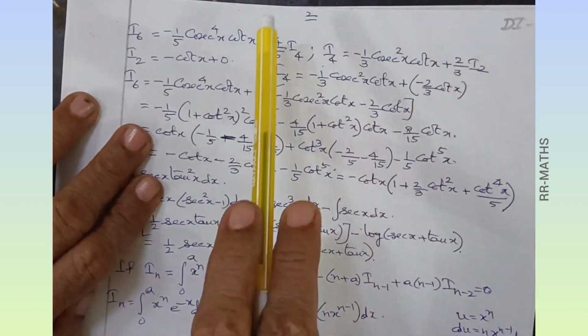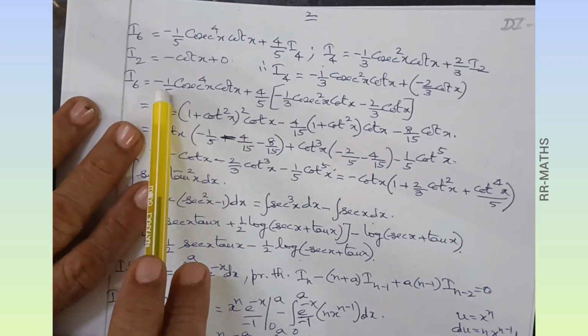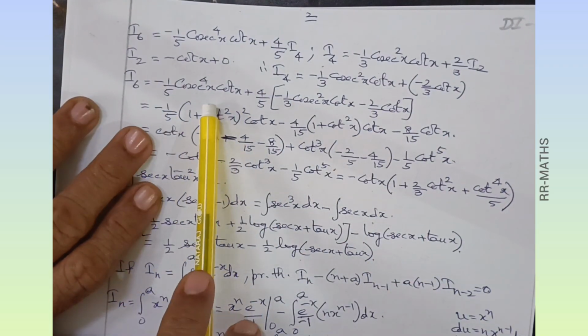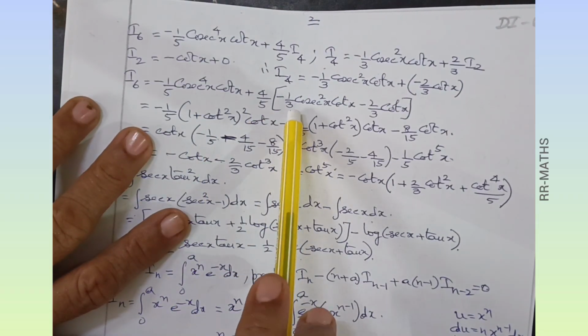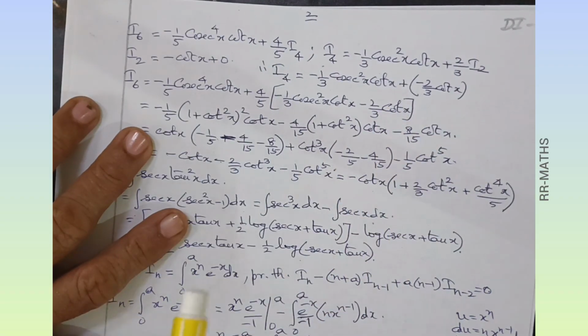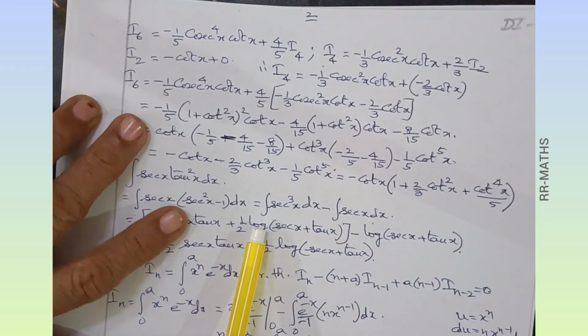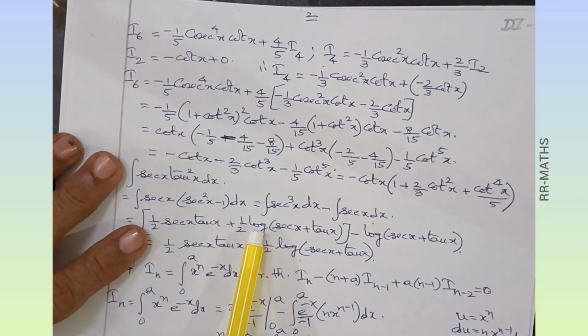So go back and substitute, you get your I4 and then you get your I6. So your I6 here is minus 1 by 5 cosecant power 4 x cot x plus 4 by 5 into minus 1 by 3 cosecant square x cot x minus 2 by 3 cot x. As usual, if it's just 2 marks, you leave it here. If it is more than 2 marks, you try to simplify this.